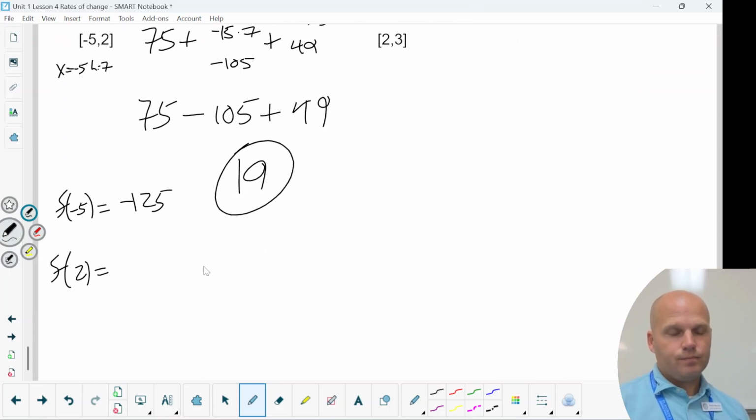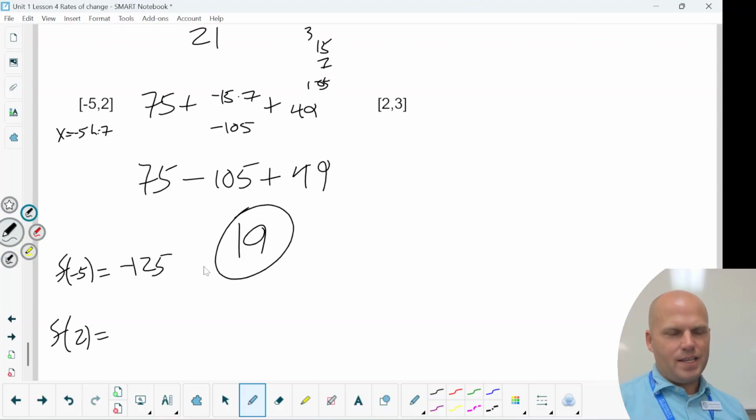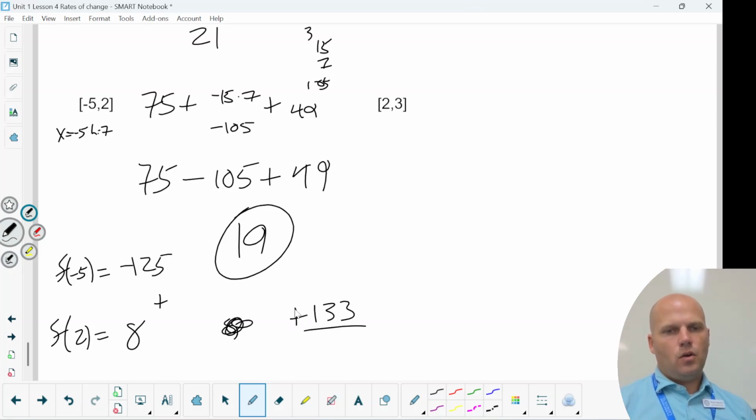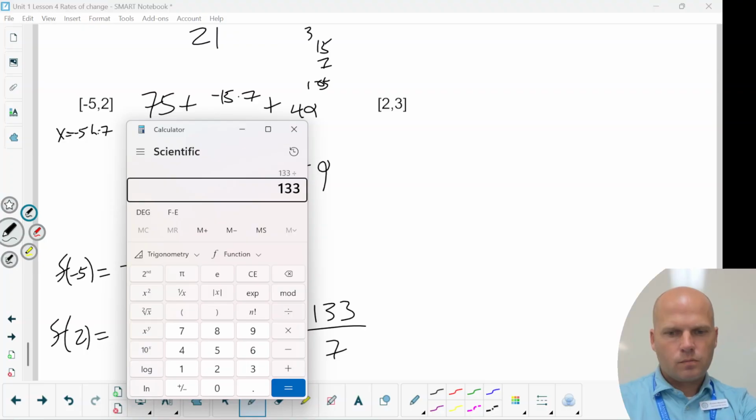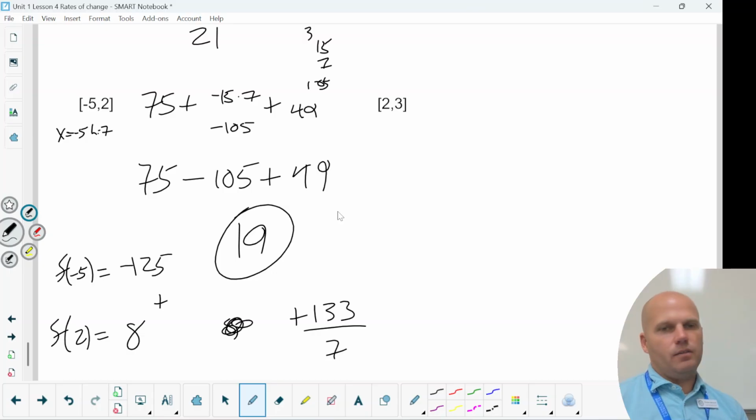Well, let's see. 2 cubed is 8. Oh, yeah, that's an increase. Never mind. So this is an increase of 133 over 7. What's 133 divided by 7? Look at that, our formula works. Okay, cool. We didn't even have to use a calculator.